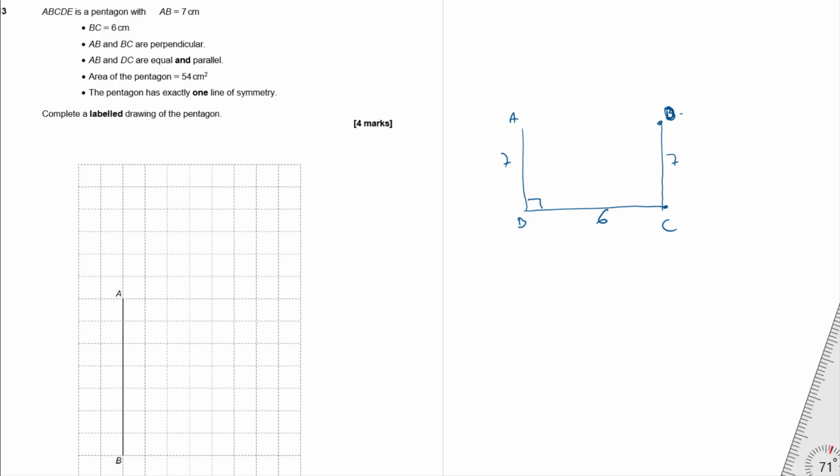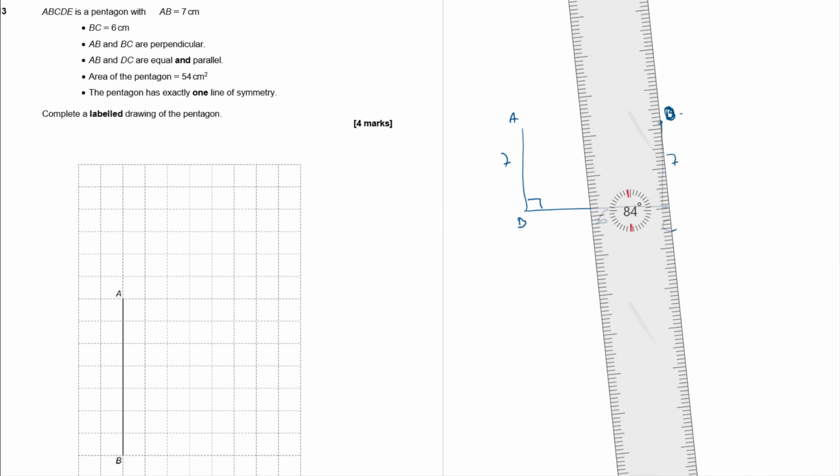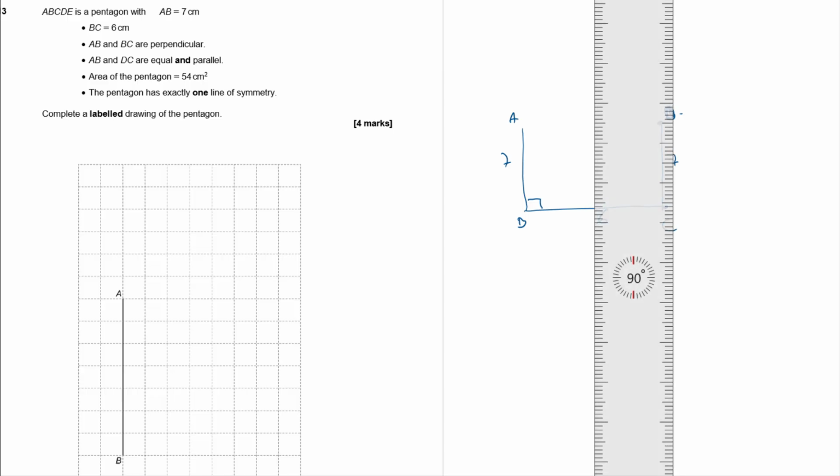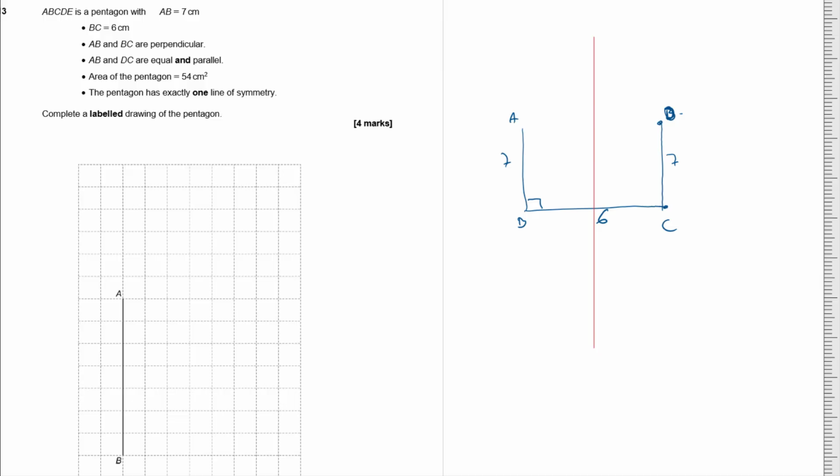So we've got 4 points, and if it's got a line of symmetry, the line of symmetry is going to have to go through here. So the tip of my pentagon is going to have to lie somewhere on this line. So presumably it's going to be up here somewhere. Okay, so that's going to be my point E up here.